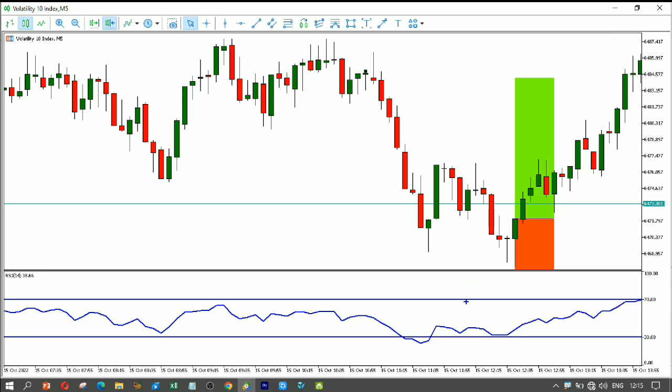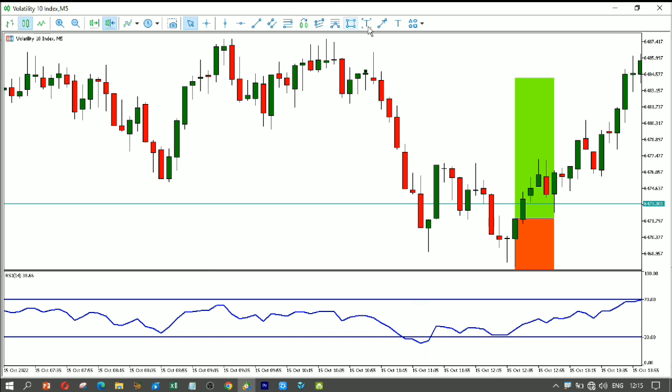And then if we come to the RSI, we can see that the RSI has gone below the level 30, and now at this point here, the RSI is above the level 30, which shows you that momentum is shifting to the buyers, right?